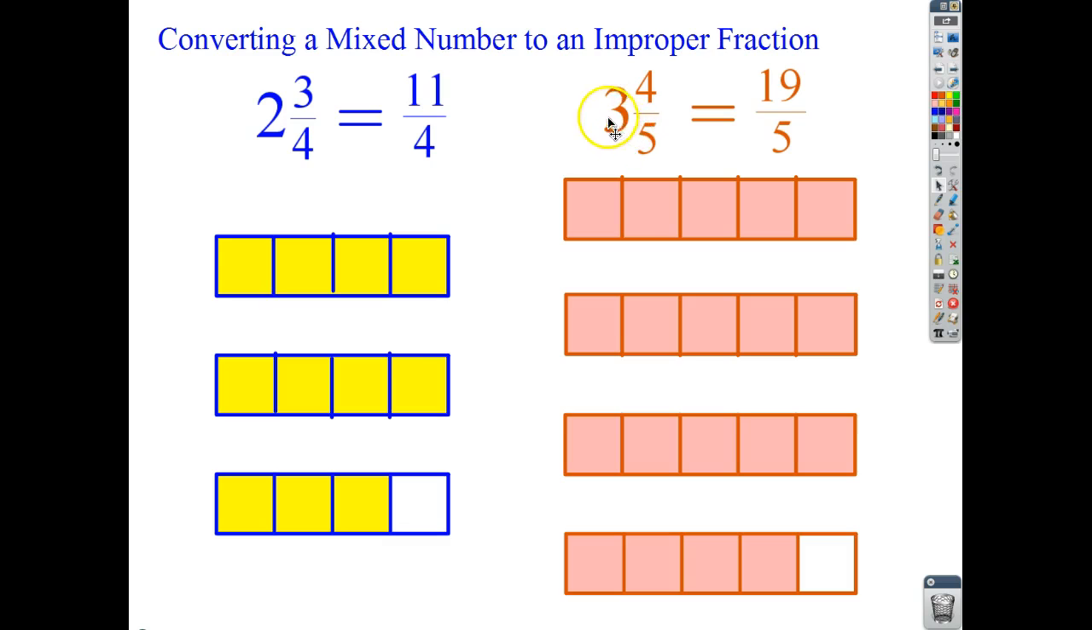You're taking these wholes and cutting each of them into 5 pieces, which means you get 15 pieces. Then you have an extra 4 from this last one, which isn't quite a whole. So that gives you a total of 19 pieces, and each of these pieces is a fifth. Again, the denominator is telling us the size of the piece. This is the number of pieces you cut it into. So if I have 3 wholes and I cut each of them into 5 pieces, I'm going to have 15 of them plus the extra 4.